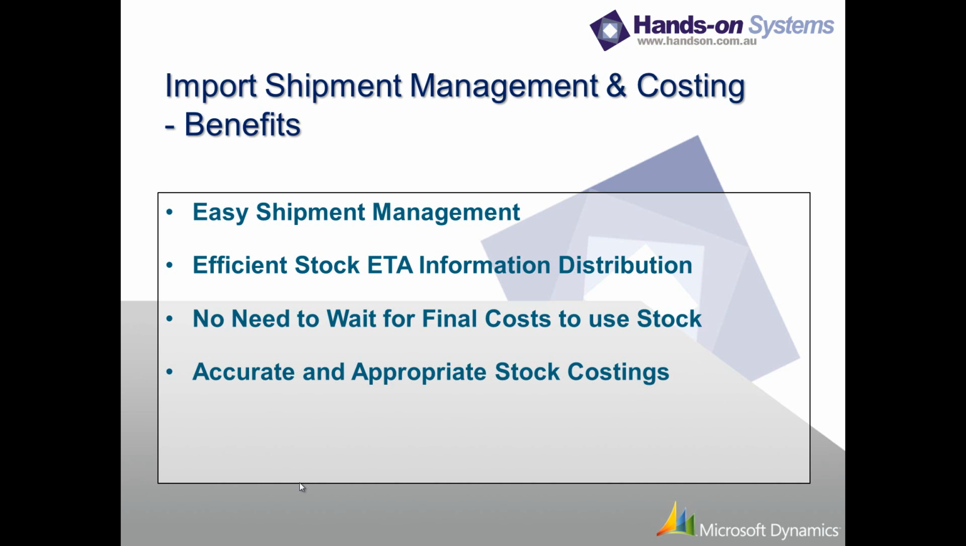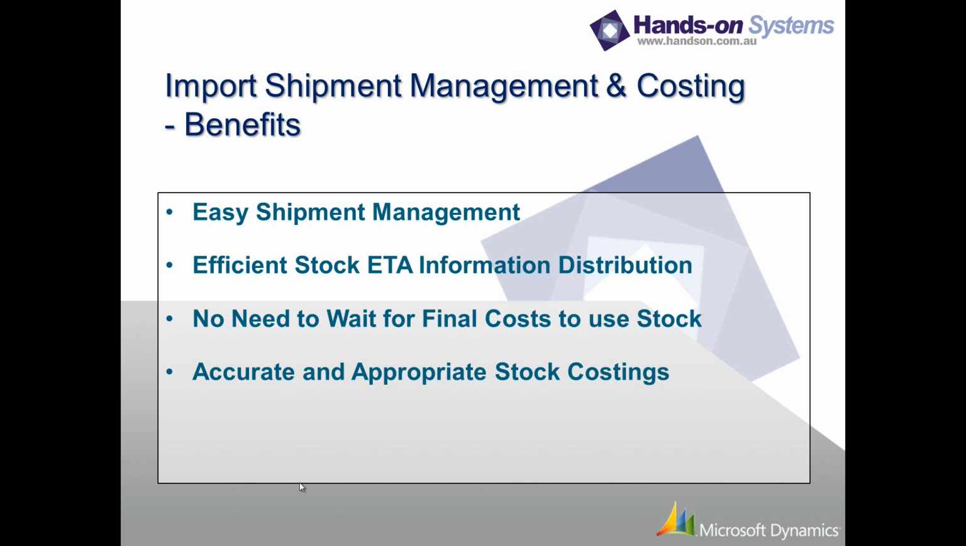The major four benefits that our clients find from this landed costing functionality is firstly that centralized and easy shipment management. Having one location to manage all the different attributes of an import shipment makes it very easy to use. The second is that efficient stock ETA information distribution. As soon as you know when the stock's going to come in or any updates to the ETAs, the whole organization knows. So great for customer service, great for production planning and so forth.